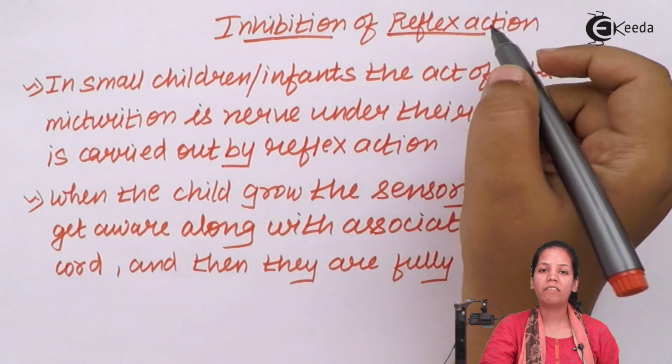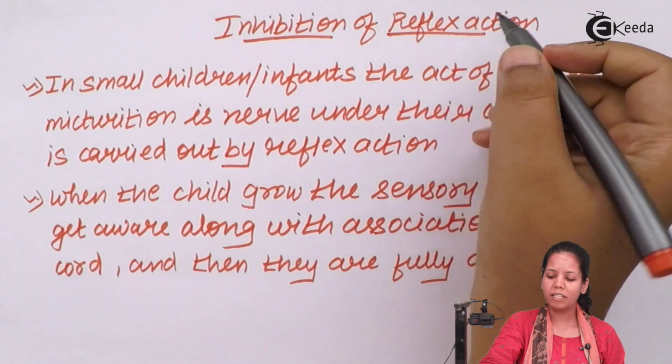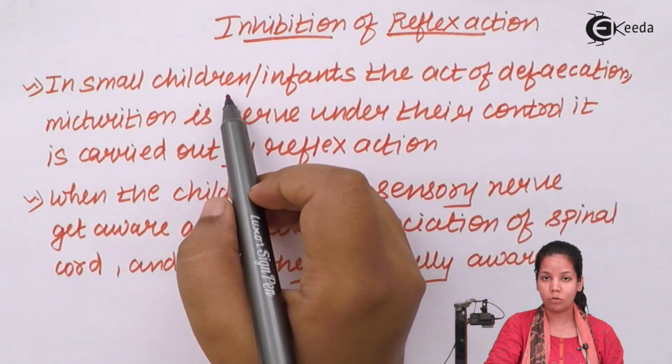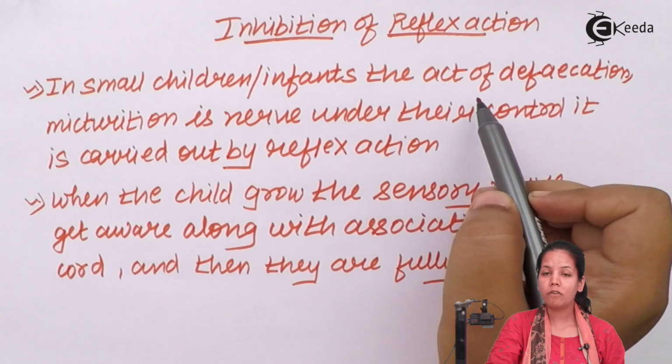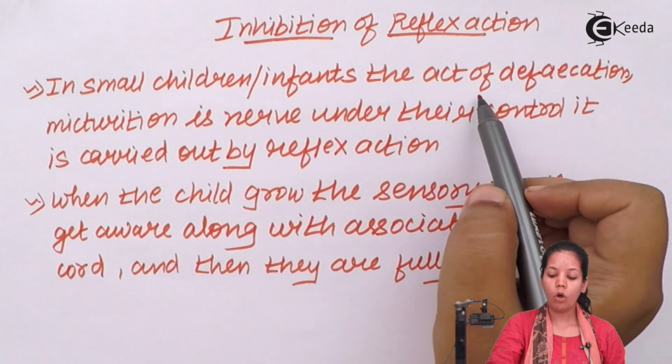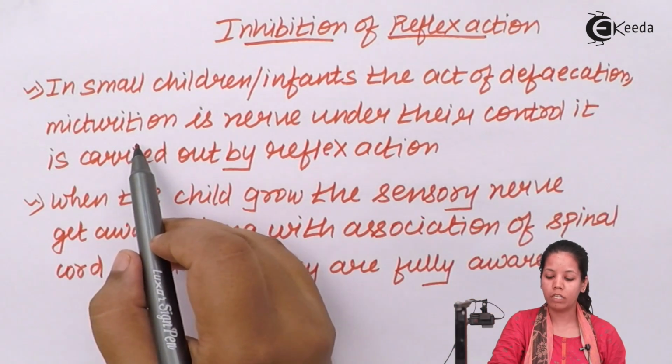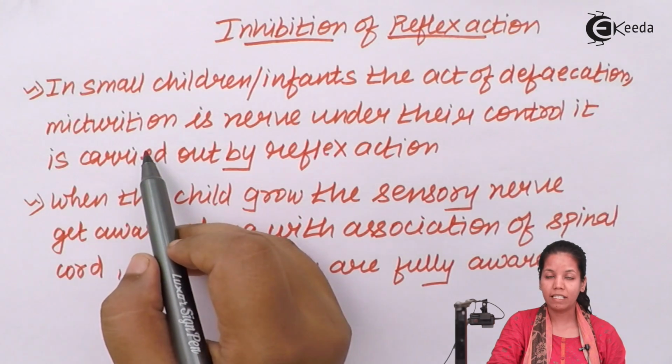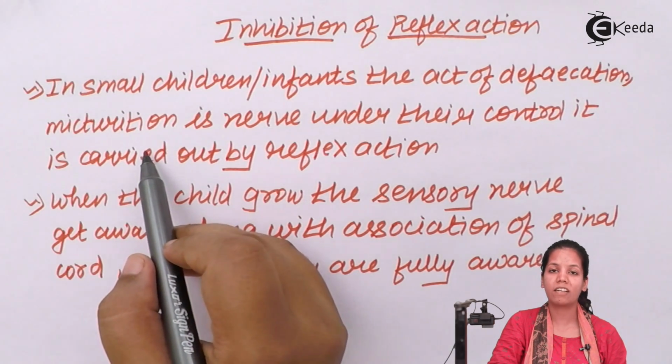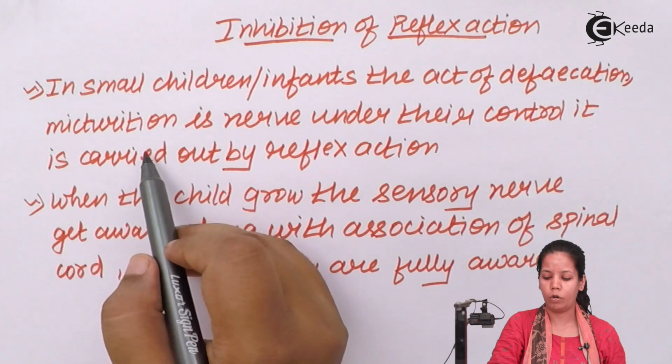Inhibition of reflex action. Now, especially in small children who are just born, which are infants, the act of defecation or passing stool or passing urine, which is micturition, is never under their control. Basically, the nerve reflexes or reflex action control it. They have no control over it.